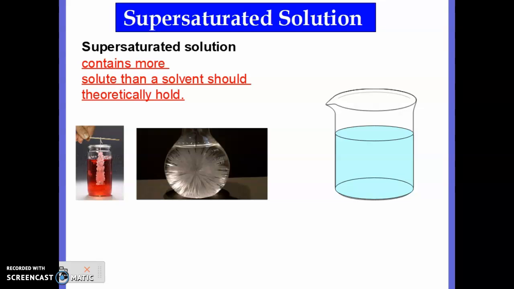Supersaturated means that there is more solute than a solvent should theoretically hold. So we have reached the maximum at the saturation point. Supersaturated, we're still over that maximum. And usually there's going to be a solid in there, and crystallization is the most common form of solid that forms in a supersaturated solution.